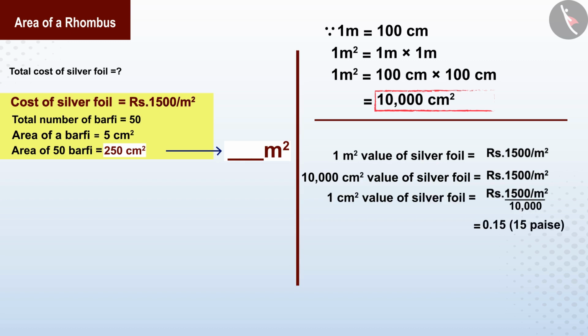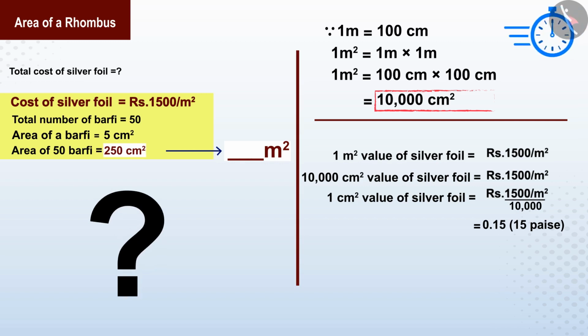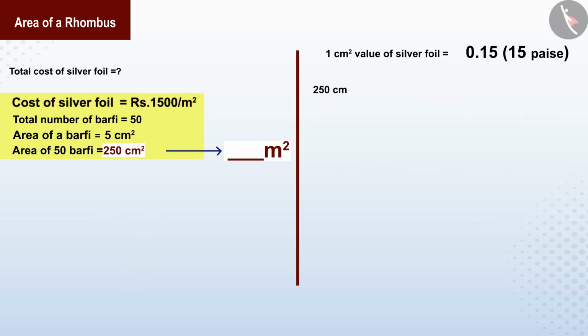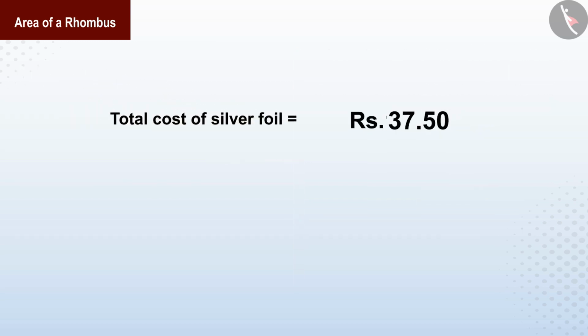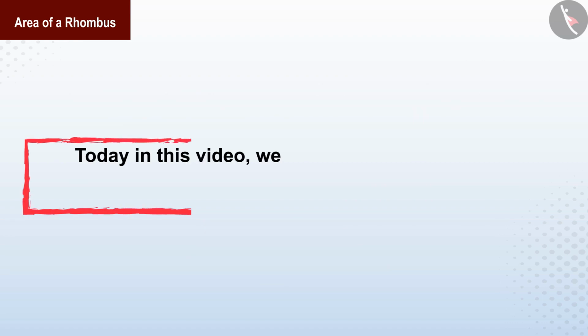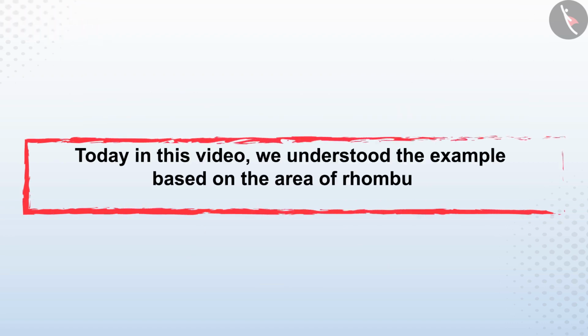Now, can you use this information to tell us how you will get the cost of 250 square centimeters of silver foil? The cost of 250 square centimeters of silver foil will be 15 paise times 250, which is 37 rupees 50 paise. Therefore, the cost of buying the silver foil for all the barfi is 37 rupees 50 paise. Today in this video, we understood the example based on the area of rhombus.